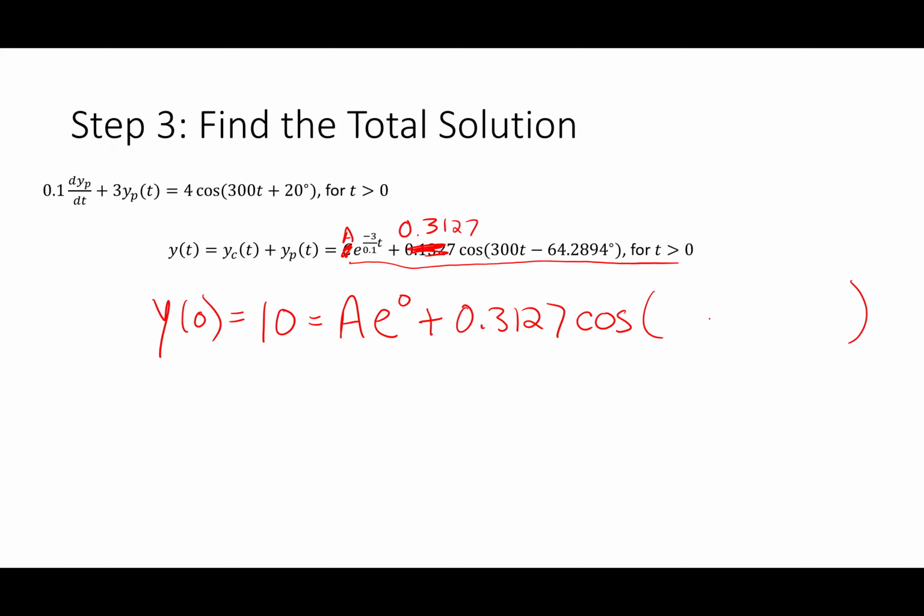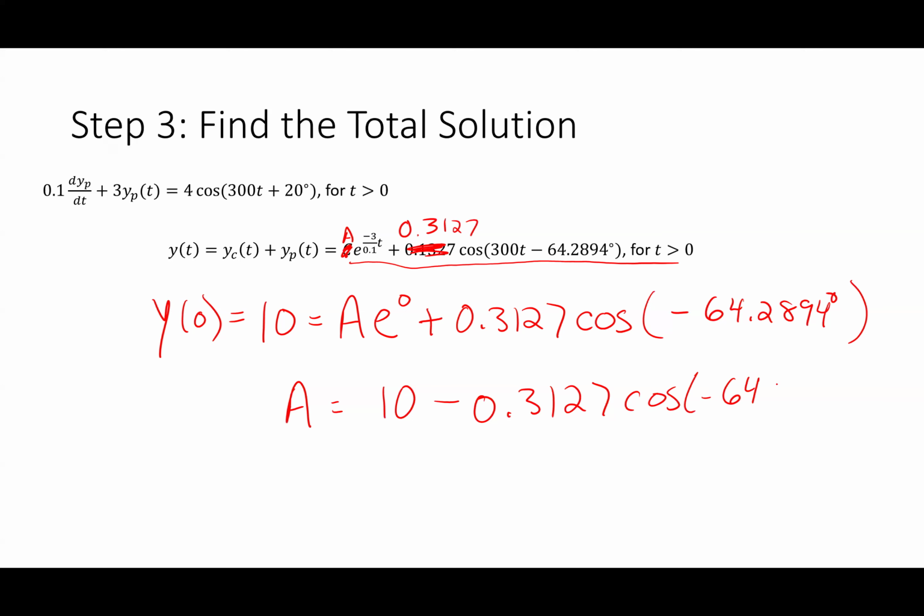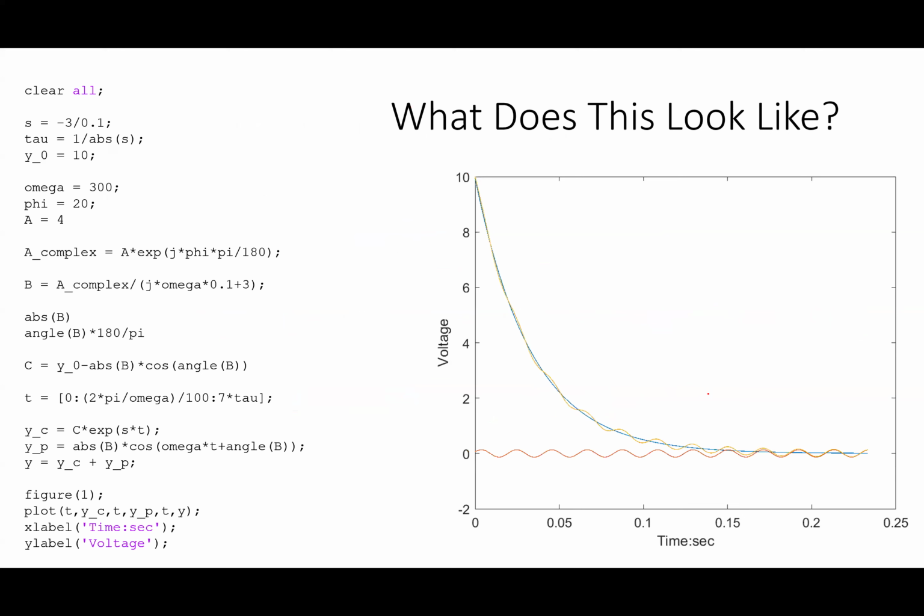Yeah, I plug in t equal to 0. So this whole thing, if I plug in t equal to 0, it becomes minus 64.2894 degrees. And I solved to find that A is equal to 10 minus 0.3127 cosine of negative 64.2894 degrees, like that. Okay, so here's the graphs.